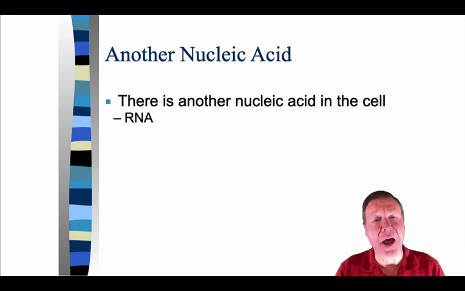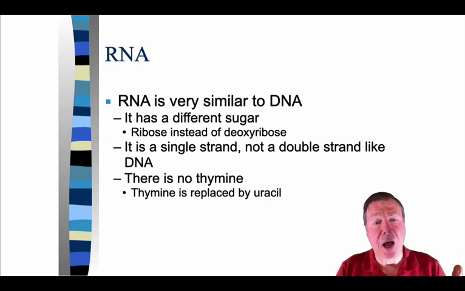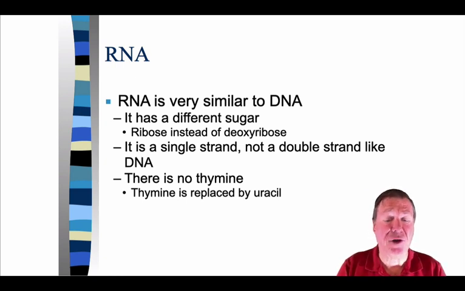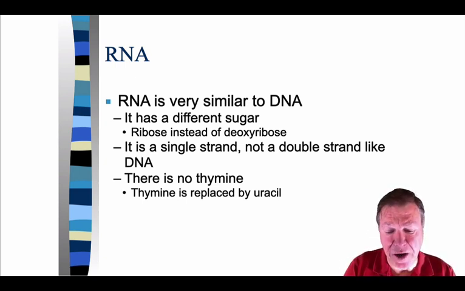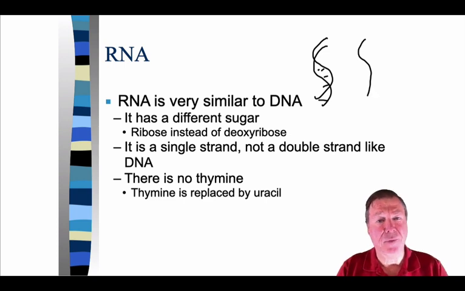There is another nucleic acid. We've been talking about DNA all this time, but there's another one. It's called RNA, ribonucleic acid. RNA is very similar to DNA, except it has a different sugar. Instead of deoxyribose, it has ribose, so that's why it's ribonucleic acid. Instead of a double strand with base pairs, you only have 1 strand. RNA is only a single side.